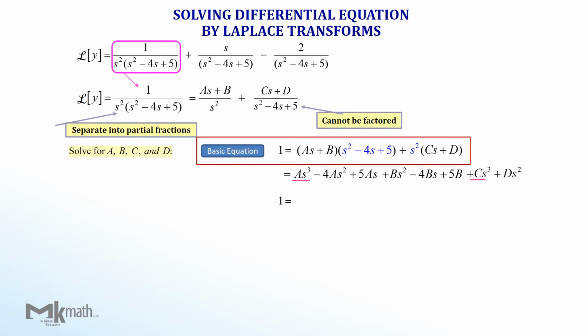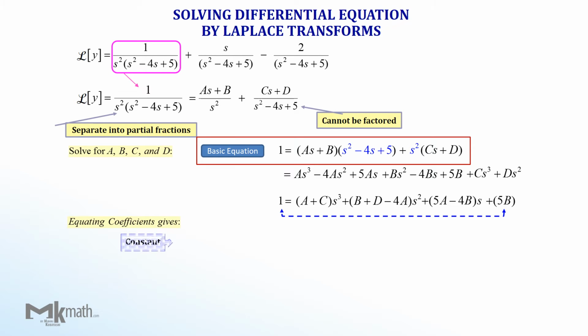Start with the s cubed term, s squared term, s term, and the constant. Once we organize the equation, we equate the coefficient of each term. We can see just the constant term 1 on the left side of the equation and 5b on the right side, so they must be equal. Therefore, b must be 1 over 5.